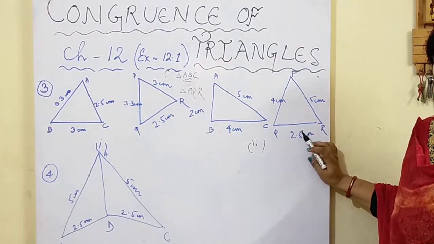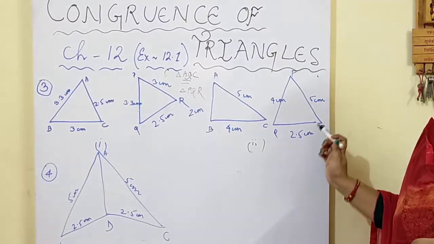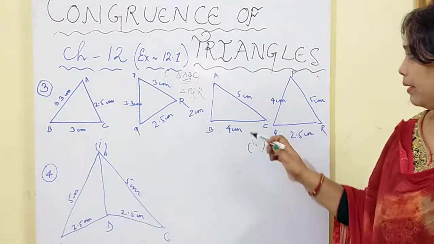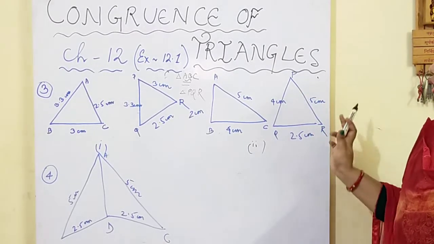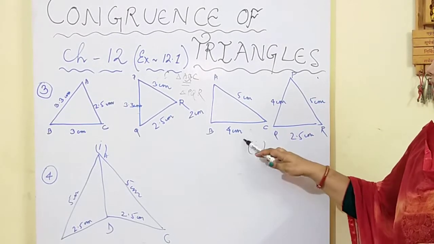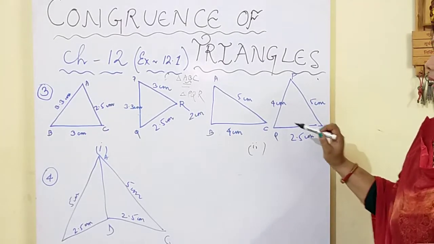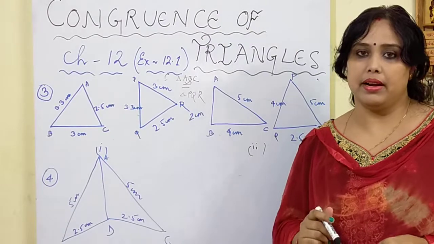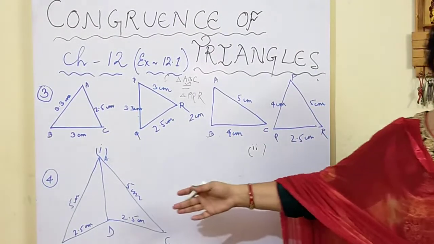Now here you see in part 2, AB is equal to 2 centimeter, but in PQR we don't have any 2 centimeter. Similarly, AC is 5 centimeter, PR is also 5 centimeter, BC is 4 centimeter, PQ is 4 centimeter. But this 2.5 centimeter and 2 centimeter are different. Therefore, these two triangles are not congruent. Come to question number 4.